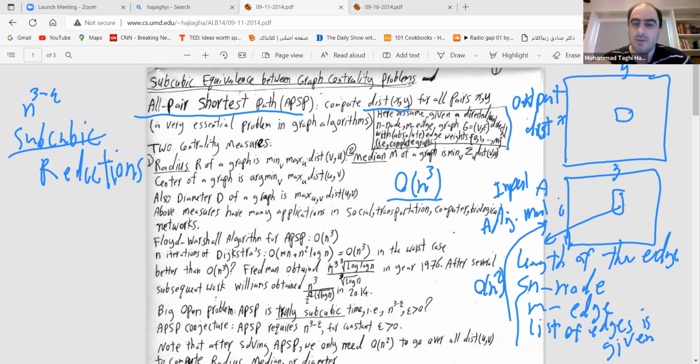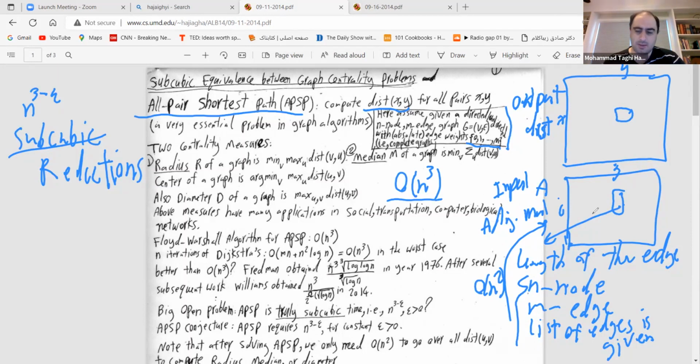And this is an important one. We are assuming the graph is given, directed or undirected, either as an adjacency matrix or as a set of edges, such that the weights are between 0 and some number m. In this case, we are considering the all positive case.